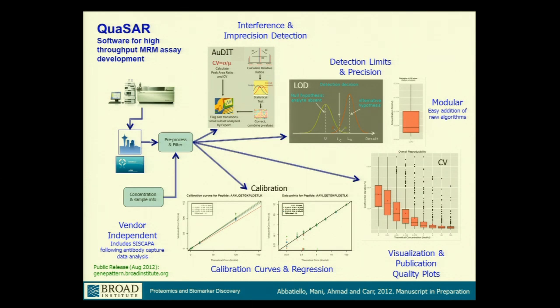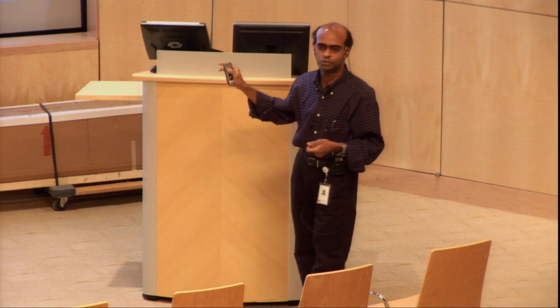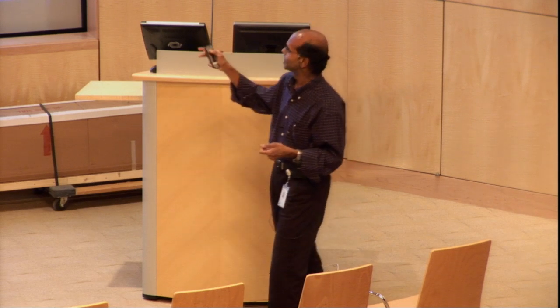One is doing calibration curves. It can also find interferences in your MRM transitions. I think Hasmik covered this briefly yesterday. You can quantify your limits of detection and quantification, and you can quantify the precision of your assay based on the coefficient of variation. Each one, I'll just spend 2 minutes on all of them.